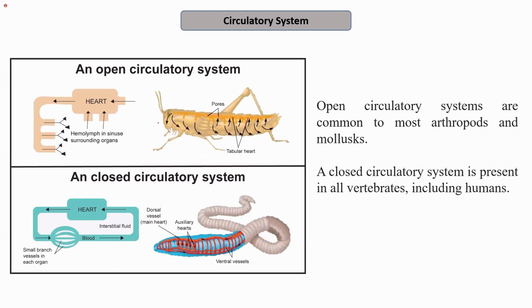The next basis of classification is the circulatory system. So we have two types of circulatory system. The first is open circulatory system. The second is closed circulatory system.